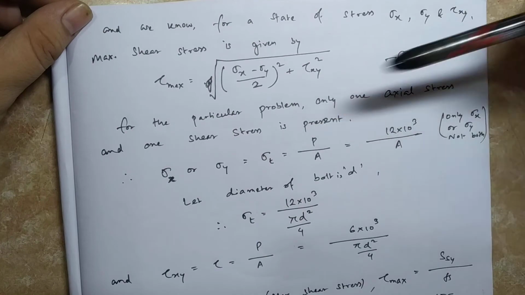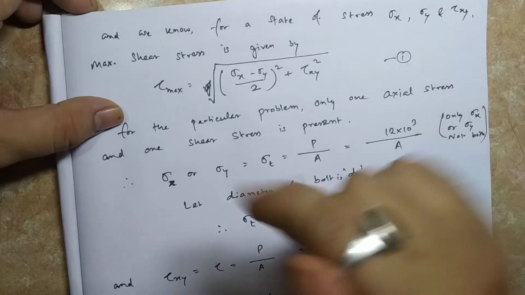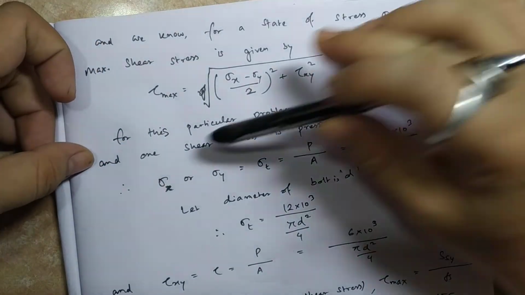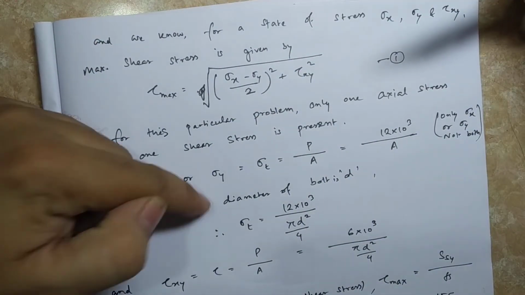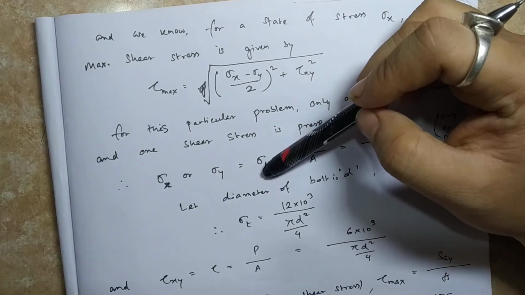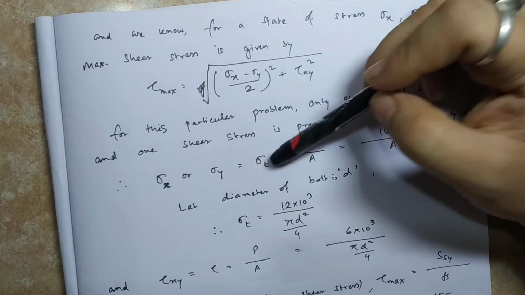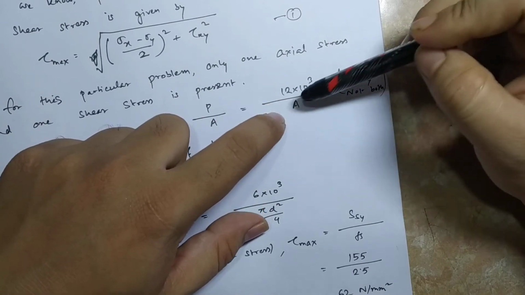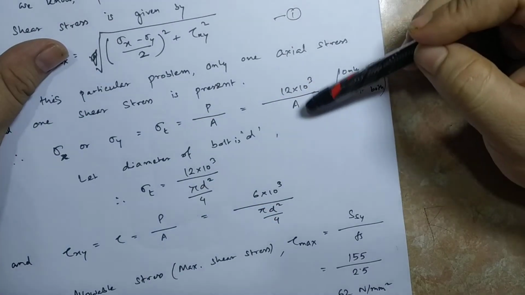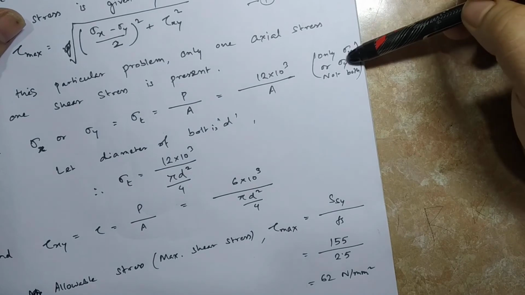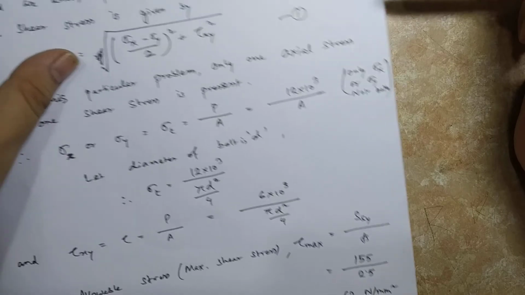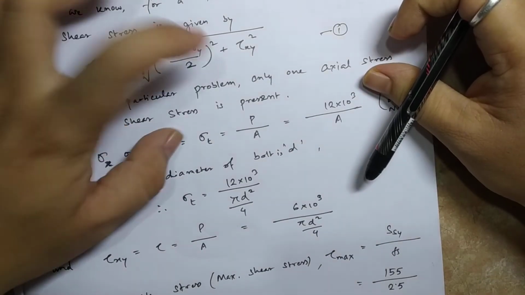So for this particular problem, we have only one axial stress and only one shear stress. So either sigma x or sigma y, it's up to you. That is the tensile stress you take, because sigma t is equal to P by A. So force is given, axial pull is 12 kilonewton, so 12 into 10 to the power 3 newton, divided by the area. I told you only sigma x or sigma y, not both. Both are not present, so you have to take only one of them. So it doesn't matter if you take sigma x or sigma y.